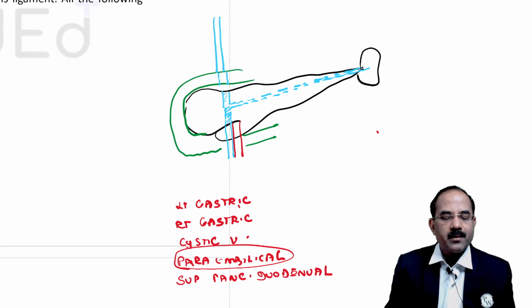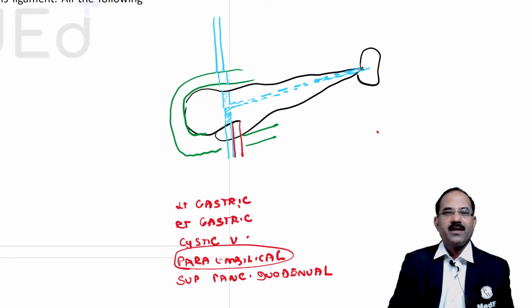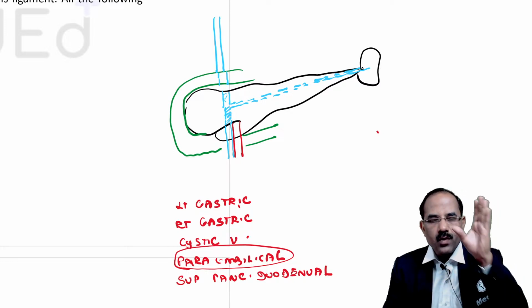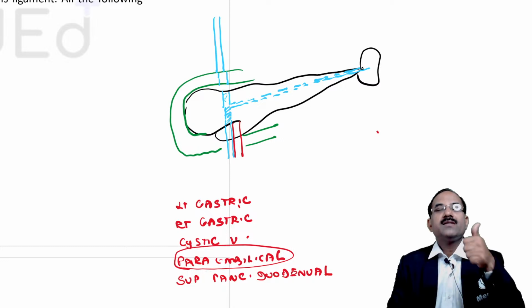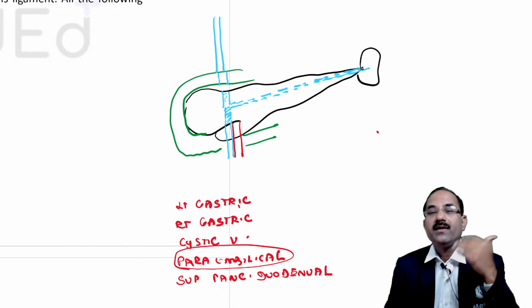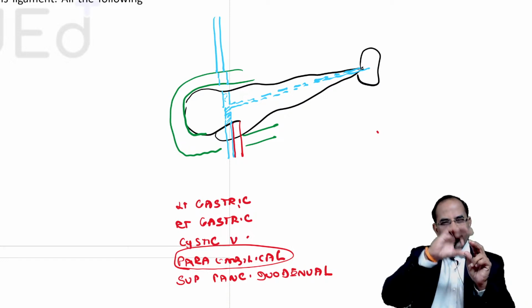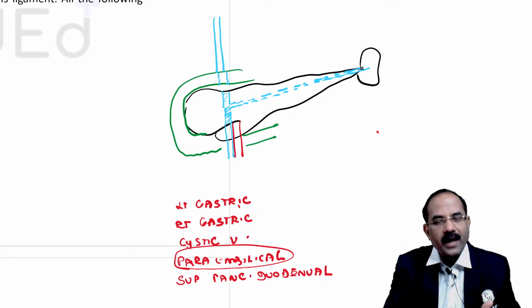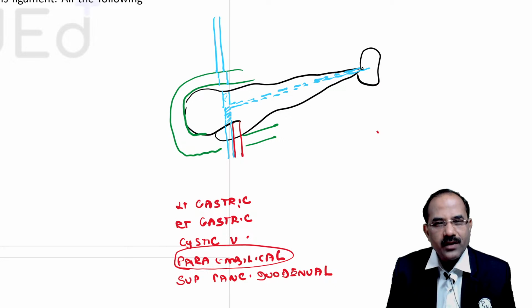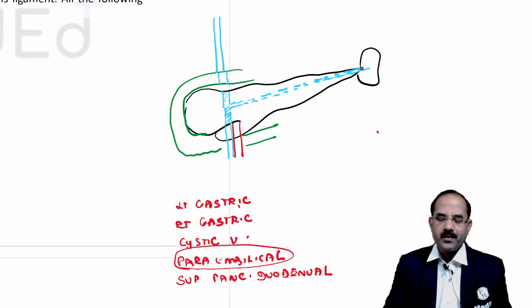No, not the median umbilical ligament. It's the falciform ligament. Just remember like this, the contents of the falciform ligament: one is the ligamentum teres and the second one is the paraumbilical vein. And this falciform ligament is a fold of peritoneum which extends from the anterior abdominal wall to the liver. Clear, students? Clear to all of you?